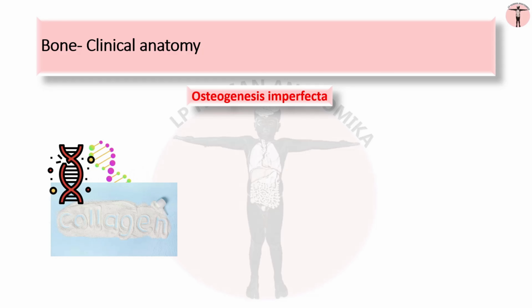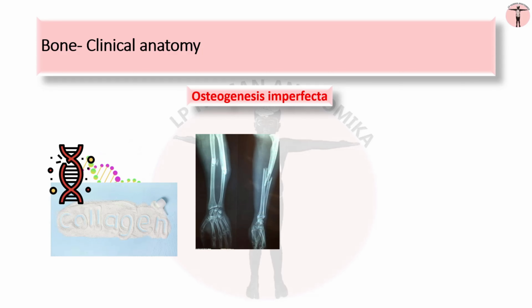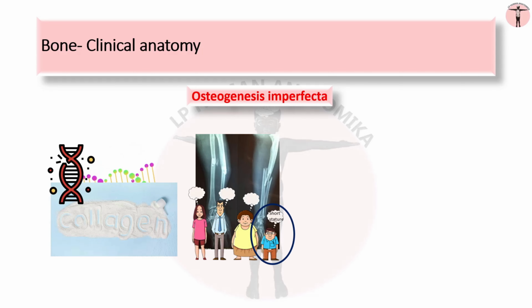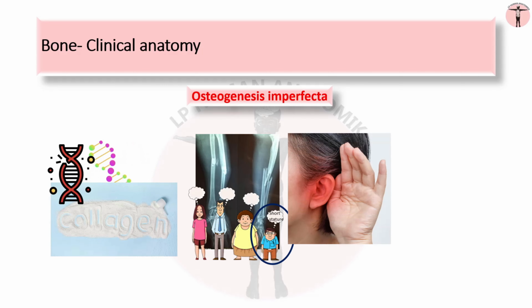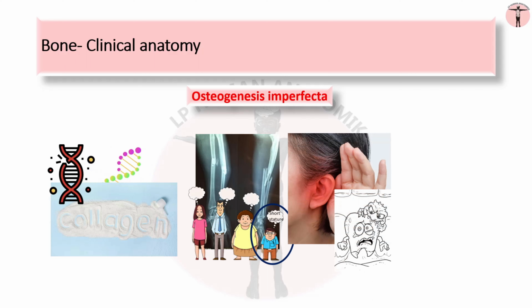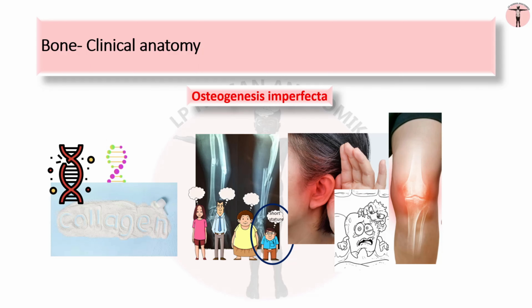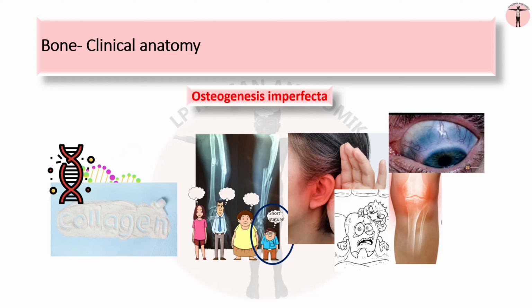The severity of osteogenesis imperfecta varies widely depending on the specific gene mutation and its effects on collagen production. Symptoms of osteogenesis imperfecta can include multiple bone fractures, short stature, hearing loss, dental problems, loose joints, and blue sclera, that is, the white part of the eye appears bluish.